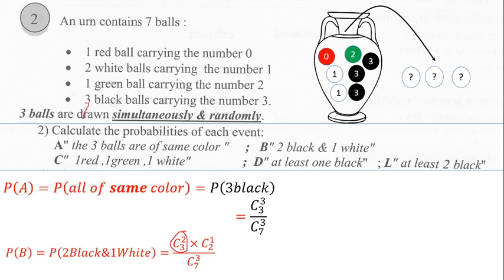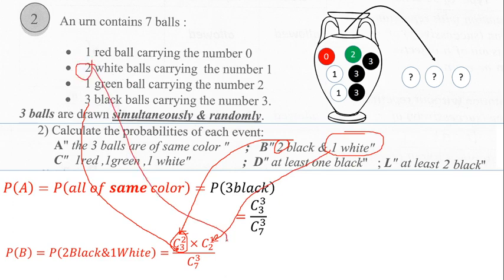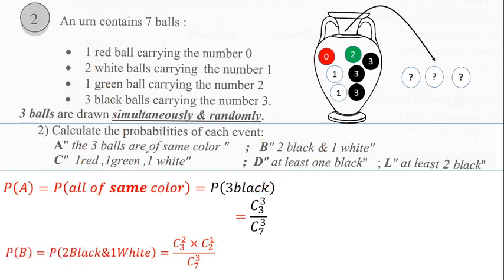The total number of the black is 3. We write it below, and we need 2, so we write here 2. For white, I need 1, and we have 2. So choose 1 out of 2. And as you see here, 2 and 1 is 3. Okay. The calculation can be done using a calculator, as I said before.